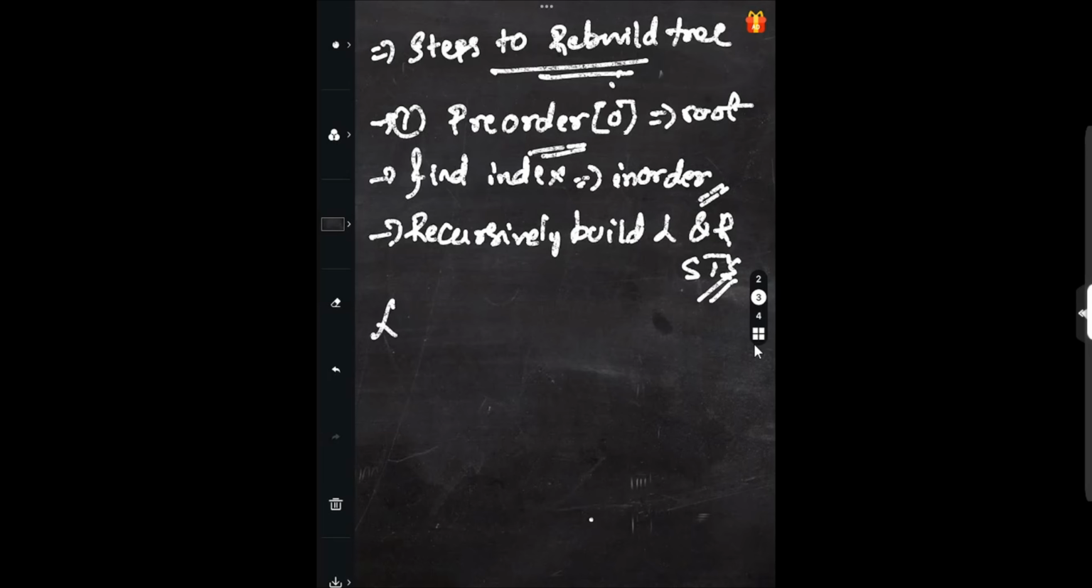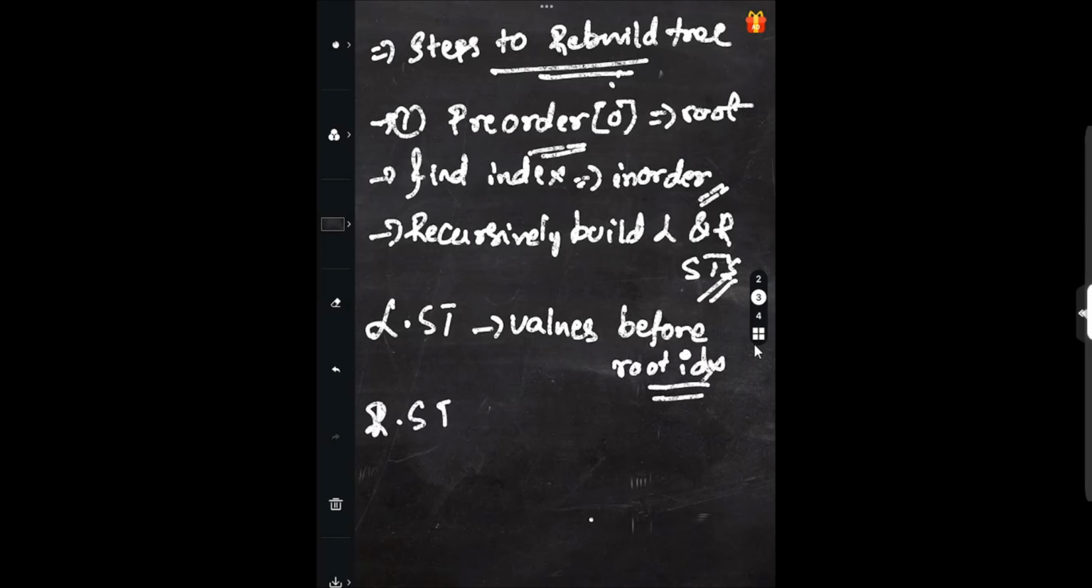So left subtree, when I say left subtree, what I'm speaking of is the values before the root index, right? For the left subtree, we are considering the in-order here. The left subtree is nothing but the values before the root in the in-order. Just consider values before the root index. For the right subtree, values after the root index. This is fine. Values before the root index and values after the root index, this is for the left subtree and right subtree.